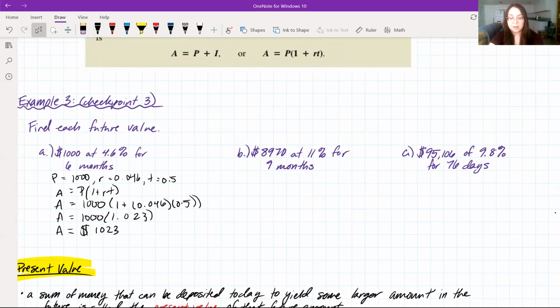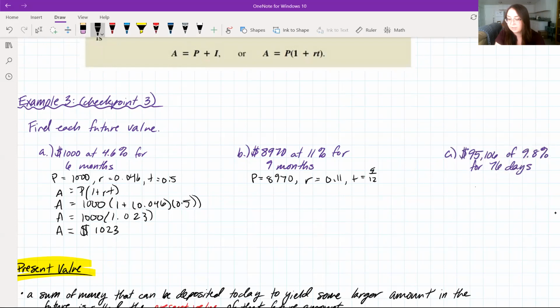Moving on to Part B, we have $8,970 at 11% for 9 months. So our principal value is $8,970. Our rate, since it's 11%, is going to be 0.11. And our time, which is 9 divided by 12, so 9 months out of 12, is going to be the same thing as saying 3 divided by 4, or 0.75, since we know that 3 divided by 4 is 75%.